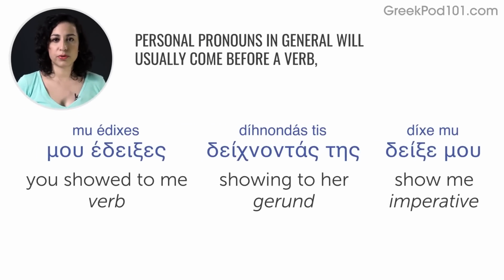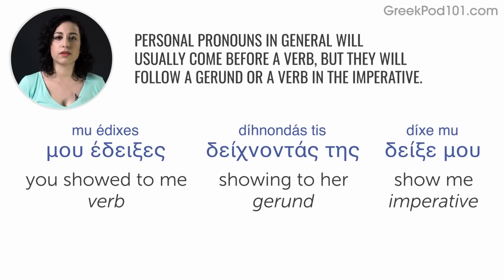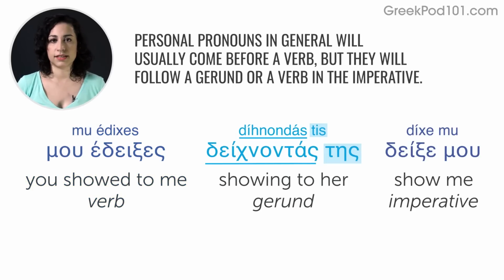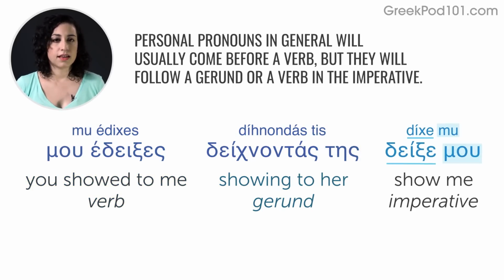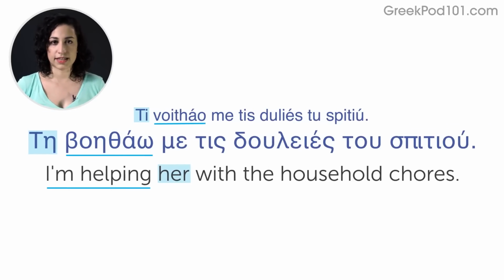Following up, let's see how to spot a weak personal pronoun in genitive. Personal pronouns in general will usually come before a verb, but they will follow a gerund or a verb in the imperative. For example, μου έδειξες, you showed to me. Δείχνοντάς της, showing to her. Δείξε μου, show me.